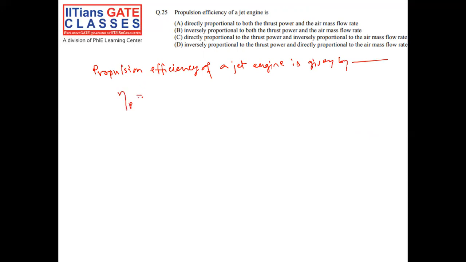The next question: propulsion efficiency of a jet engine is which of the following? So propulsion efficiency of a jet engine is given by the following equation. It is the ratio of thrust power and propulsive power.